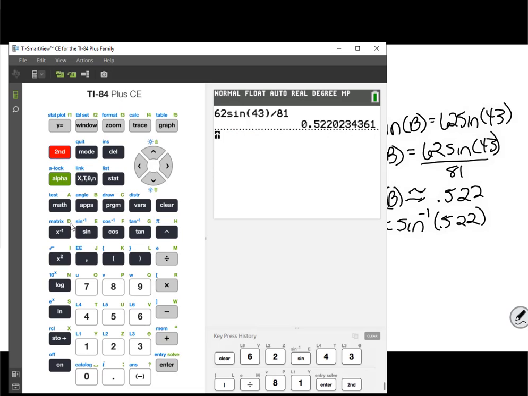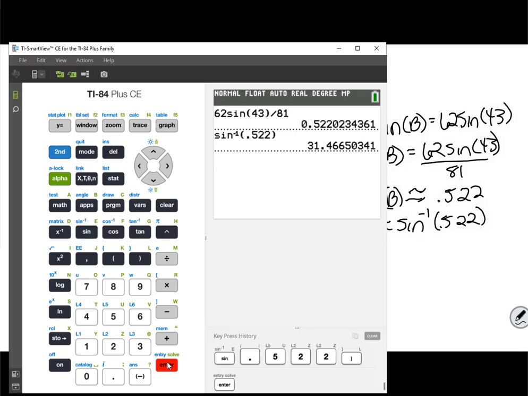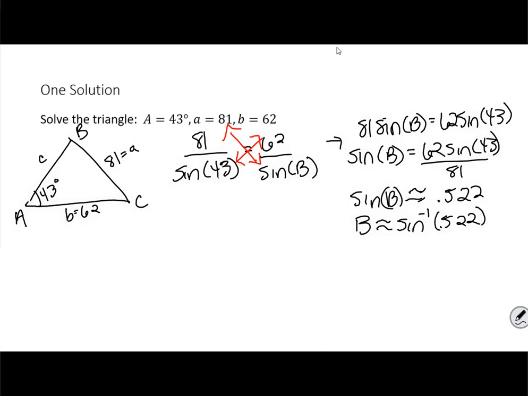So second, sine inverse 0.522. All right, and that should be enough decimal places to get you where you need to go. Okay, and I get an angle of 31.47 degrees approximately. Oh, 41, sorry. Okay, but this is only my quadrant 1 angle.